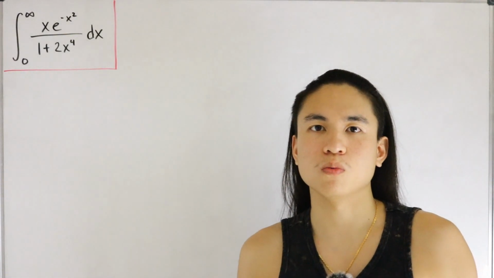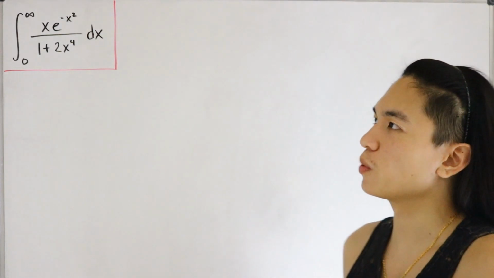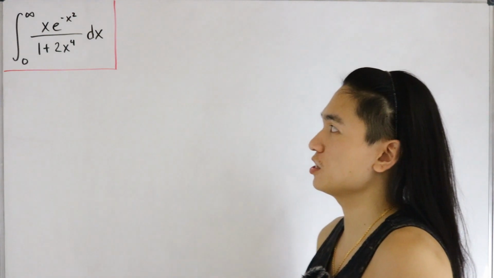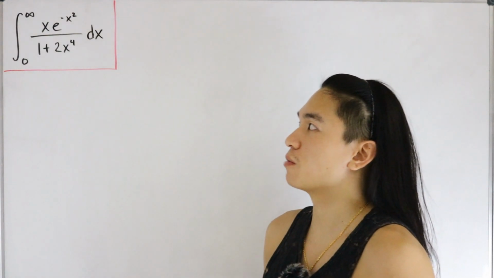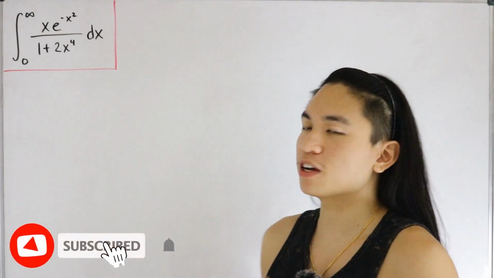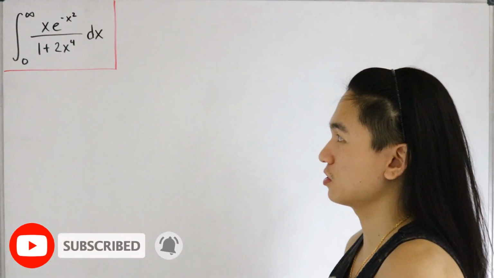Okay, so we'll go back to another video. Here we have an improper integral whose integrand is x times e to the negative x squared, divided by 1 plus 2 times x to the power 4. There are going to be a lot of things combined in the process we'll be dealing with.